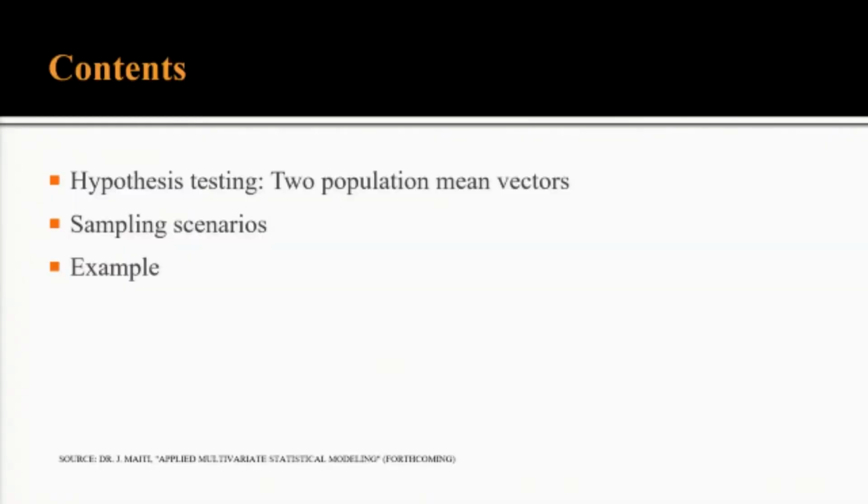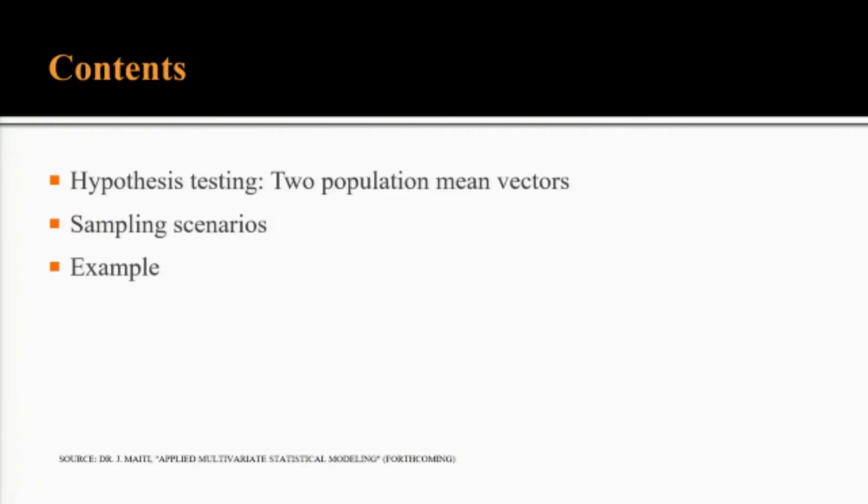You all know what is meant by two population and also two population mean vectors. We discuss different sampling scenarios and example will be given. I am sure you have enjoyed this week's lectures and today's lecture is also equally important for you and you will enjoy it. Let us see the next what is there for you.